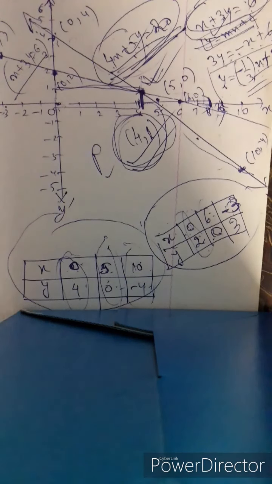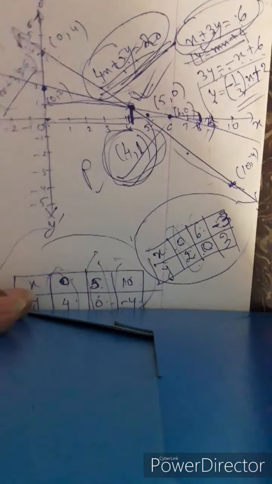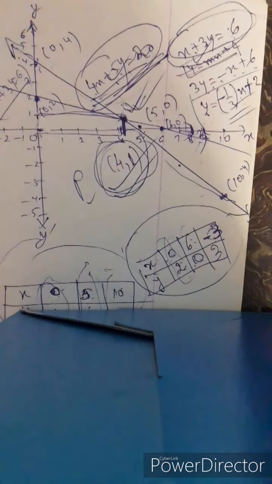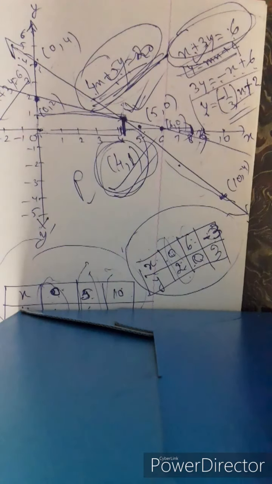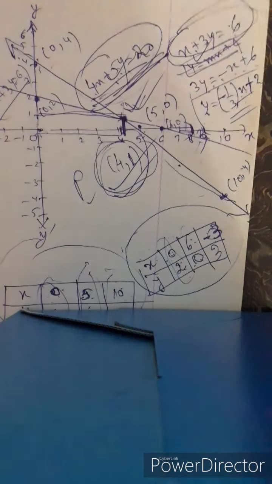I hope you are clear with this graphical problem, how to solve linear equations using the graphical method. Actually you have to draw this on graph paper, not on plain paper, but I have shown it on plain paper very roughly. I hope you are able to get this concept. So now coming to the next section, that is the distance formula.